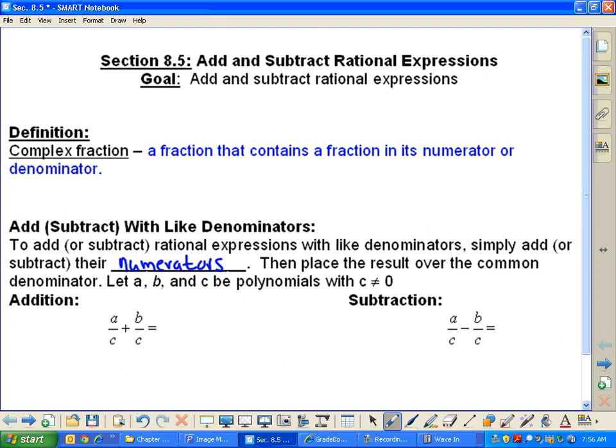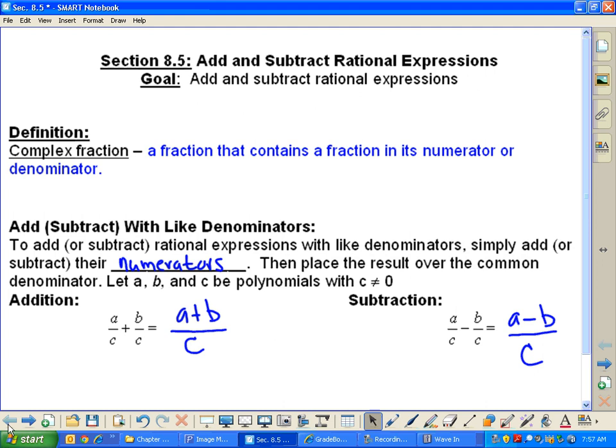So for instance, if you have A over C plus B over C, that's just going to be A plus B all over C. Just combine your numerators together with an addition sign, and then you bring along that common denominator. When we subtract and the denominators are the same, very similar process, you would just do A minus B over C. I'll show you a little trick to get around any sign mistakes in a little bit with the subtraction, but it's basically the same process.